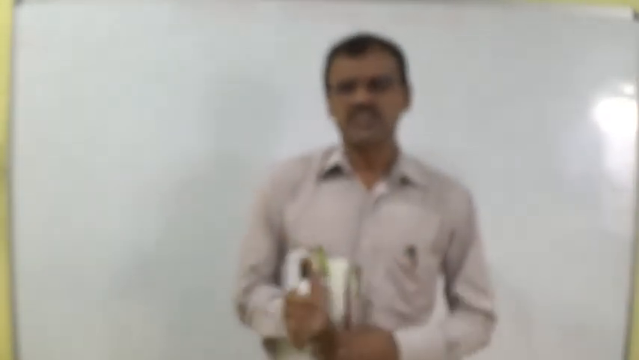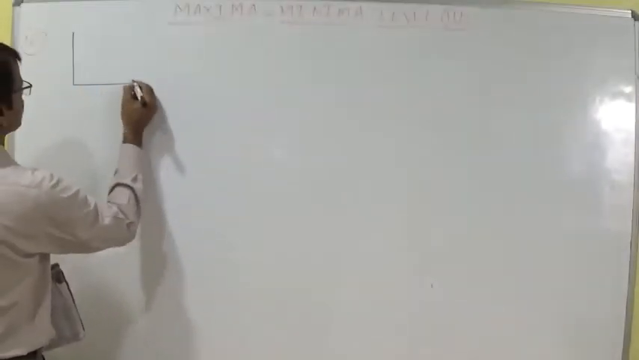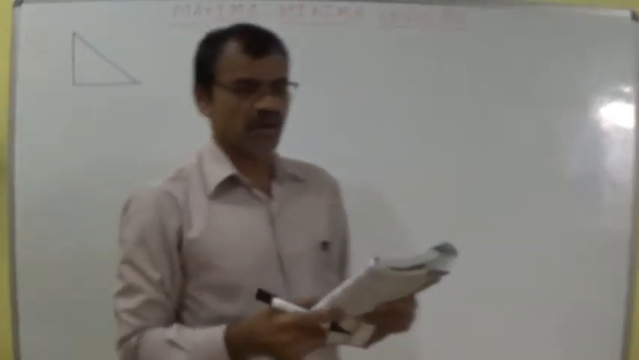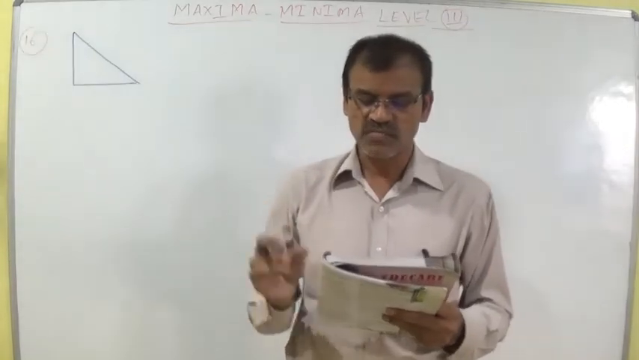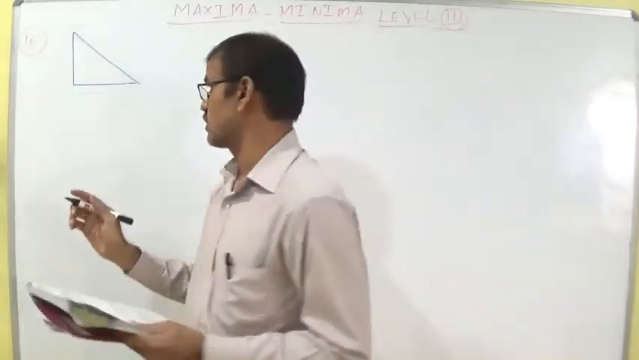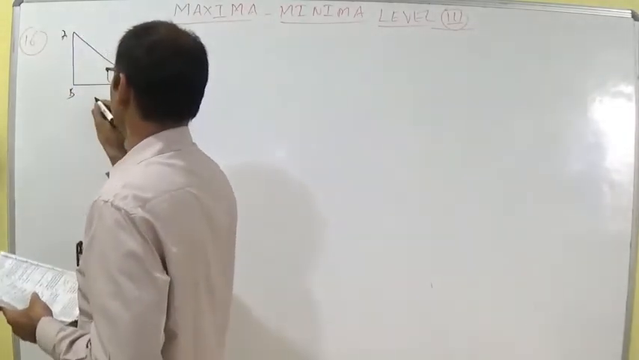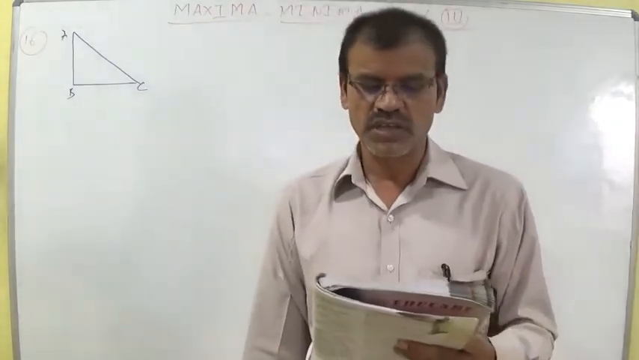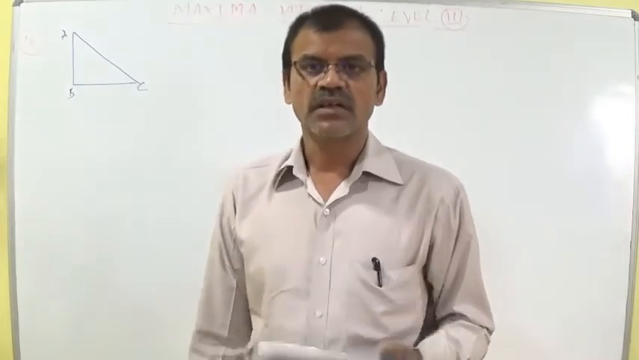The 16th sum: the sum of hypotenuse and a side of a right angle triangle is constant. Read the question carefully and do the sum. Let the triangle be named ABC. If the area of the triangle is maximum, then find the angle between the hypotenuse and the given side.